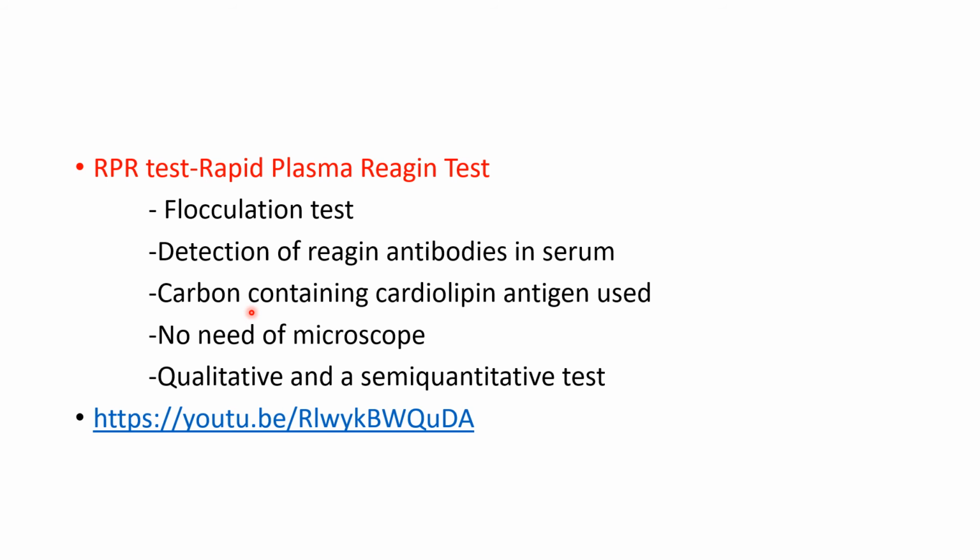As I said, the VDRL test cannot be seen with naked eyes, you need a microscope, I told you. So here, since carbon particles are mixed with the antigen, you can easily see with your naked eyes whether the reaction has taken place or not. So here there is no need of any microscope. Both types of test can be done: a qualitative test and a semi quantitative test.